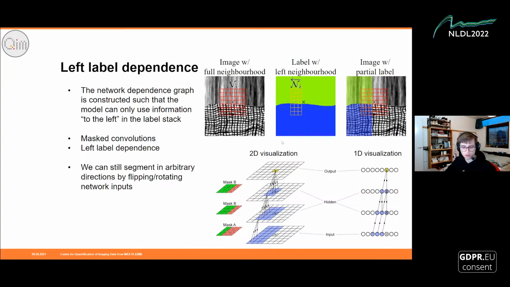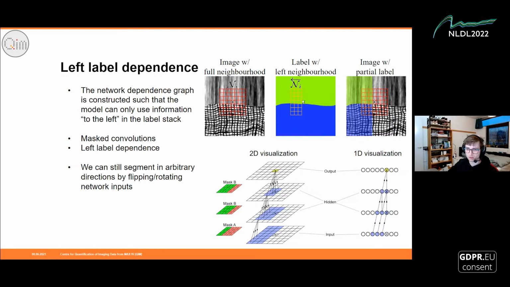Now, how is the network architecture looking for this problem? It needs to satisfy some constraints, and the most important constraint is what we call the left label dependence, because during training, we'll give our network the complete label, such as shown here in the middle, but obviously we can't give the network complete access to this label, because then extracting the label is trivial.